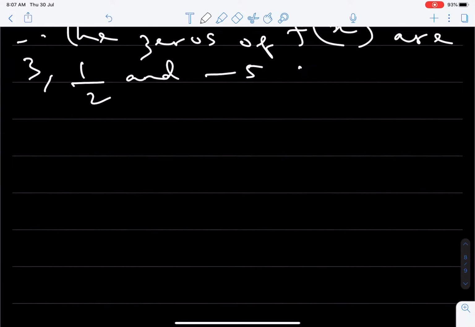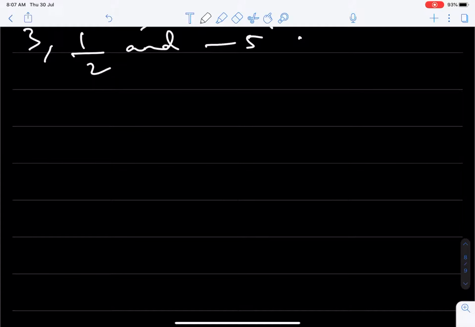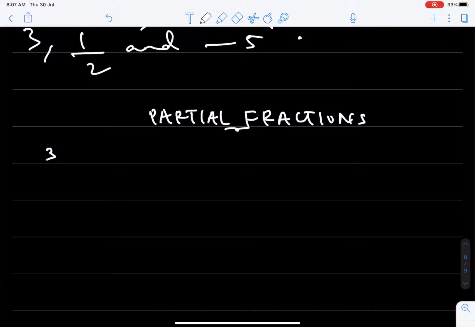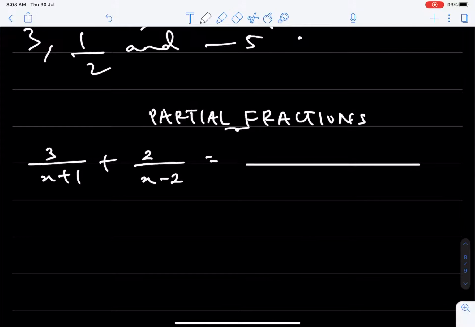I'm sure we still remember partial fractions. I'm sure you still remember how to add simple fractions of this form. For example, 3 over x plus 1 plus 2 over x minus 2. When you add these two fractions, this is what you get.